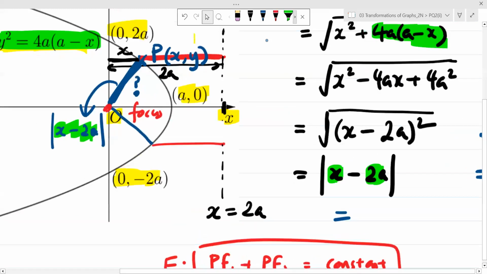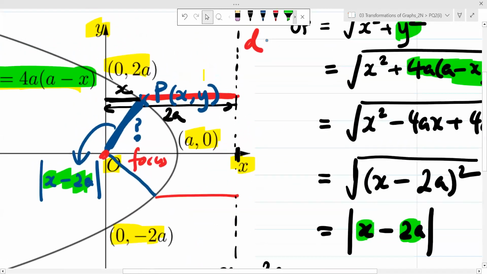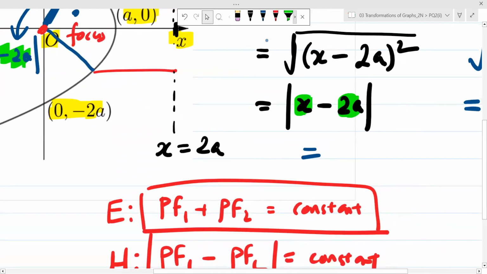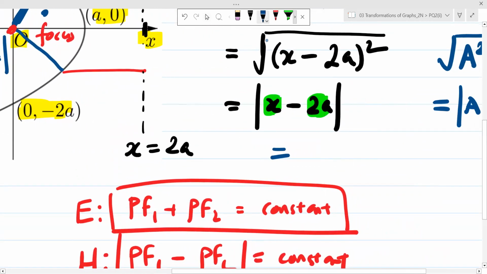You look at the diagram, where is 2A? It's on the right. Where am I, X always? It's always on the left of the line. So the modulus of X minus 2A is always X minus A, X minus 2A, which is bigger, X or 2A? 2A, so which should it be? 2A minus X.